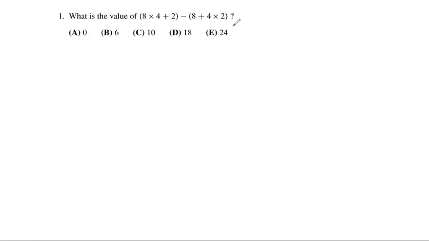We are given the value of this difference. We want to start with the multiplication, so 8 times 4, which is 32, and I have plus 2. And minus, and I do have a plus, but there is a multiplication right here, so I should go with multiplication first. So that will be 8 plus 4 times 2, which is 8. So that's 34, and this is 16, so their difference is 18. So that is choice D.